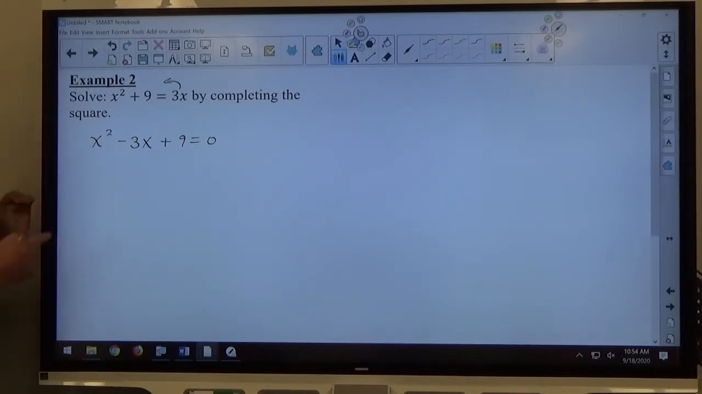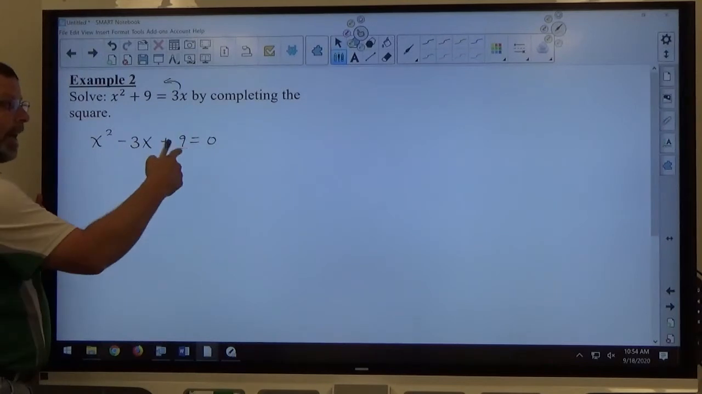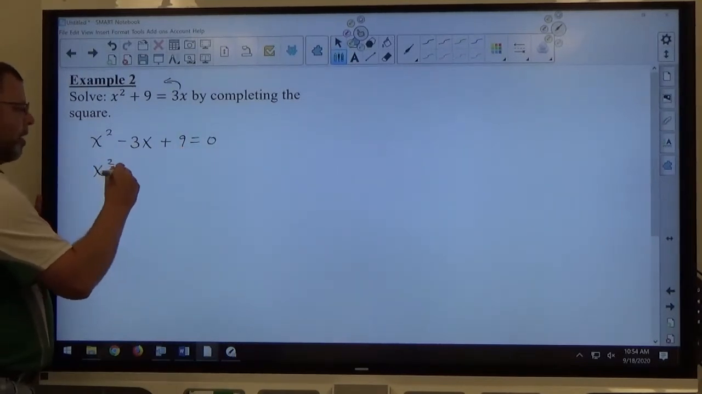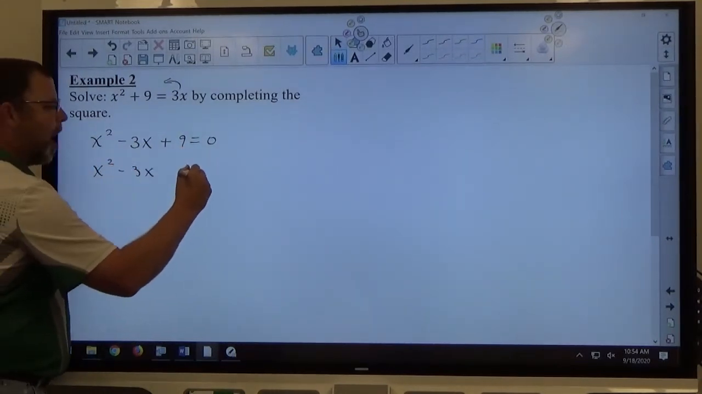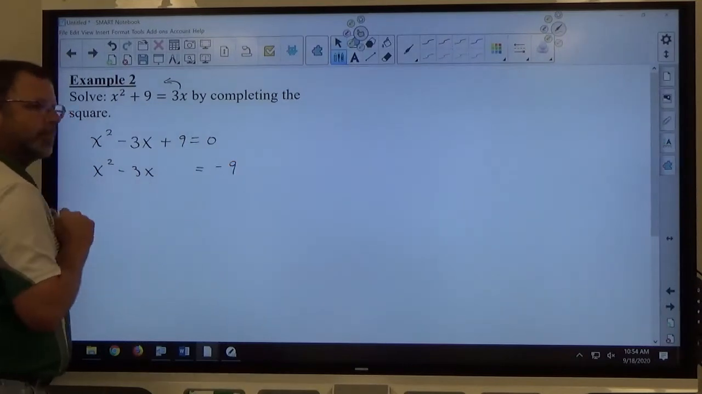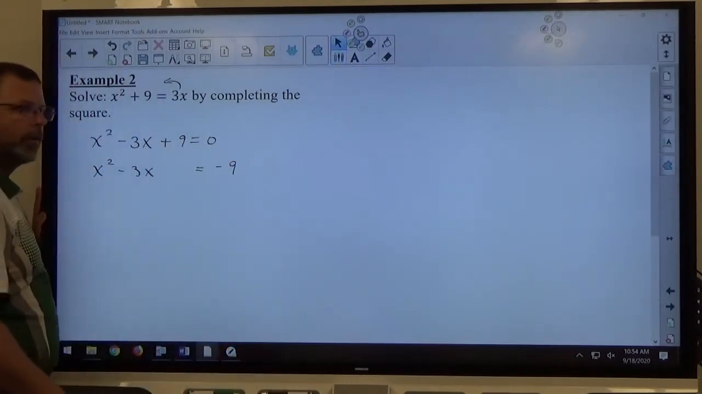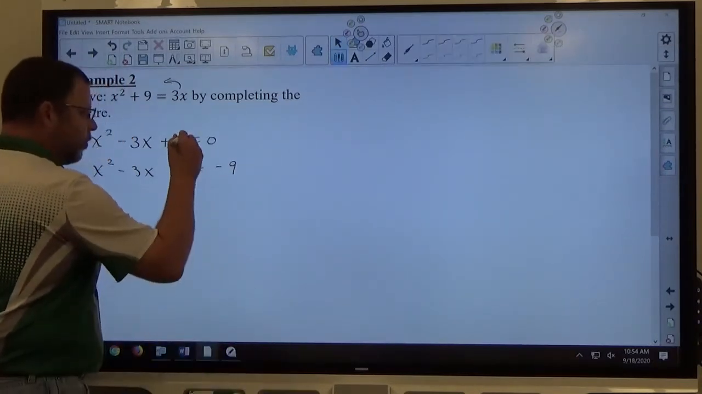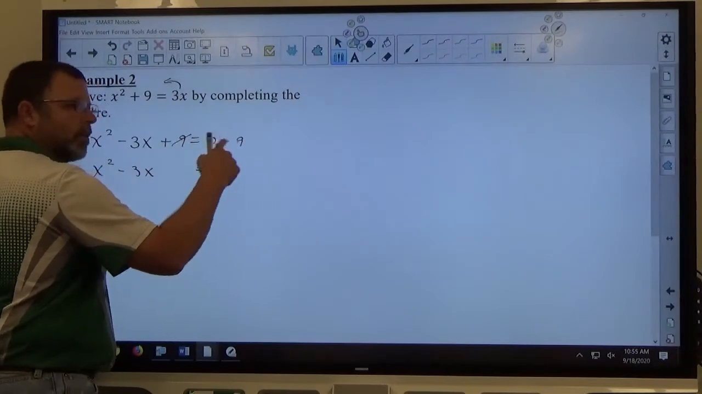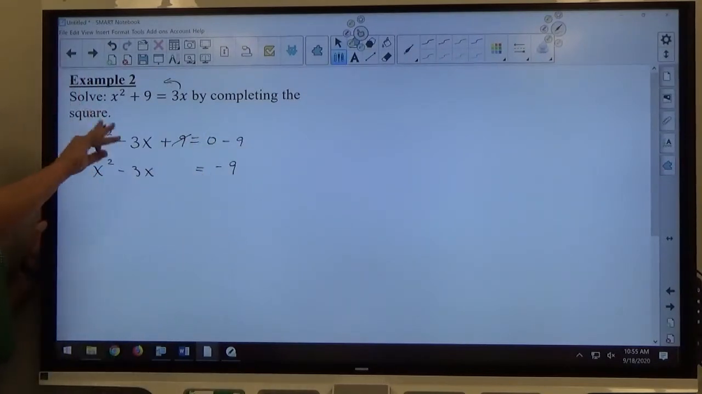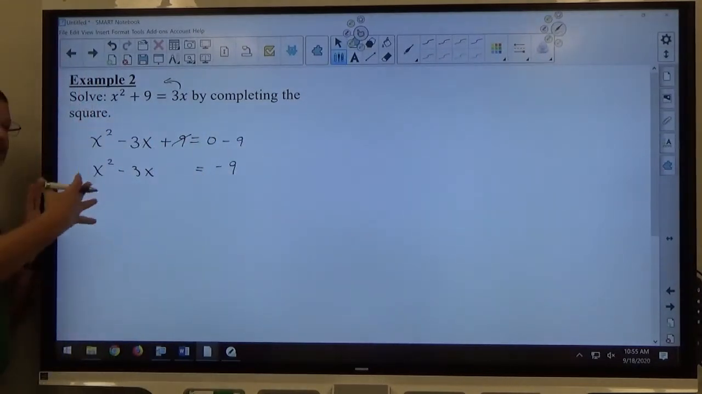Step 3. Move the constant to the right, leaving a gap. So x squared minus 3x, gap, equals negative 9. Why does the 0 not go there? Well, if you move the 9 over, it's 0 minus 9, right? What's 0 minus 9? So you're going to have a 0 there. Whatever you throw over there is going to add to 0, then the 0 is irrelevant at that point. Okay?